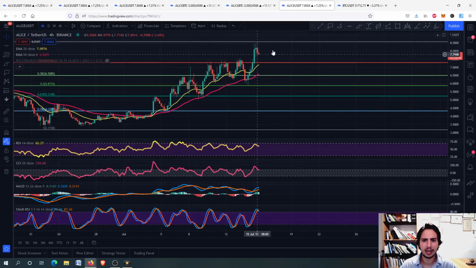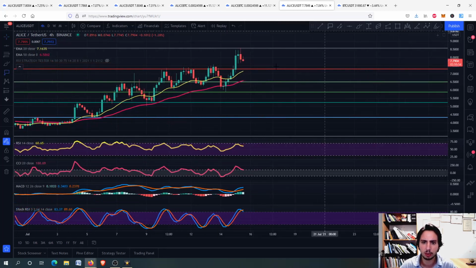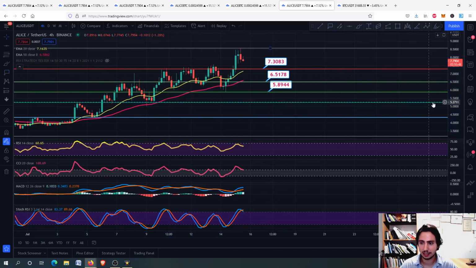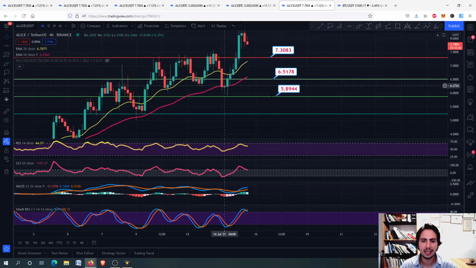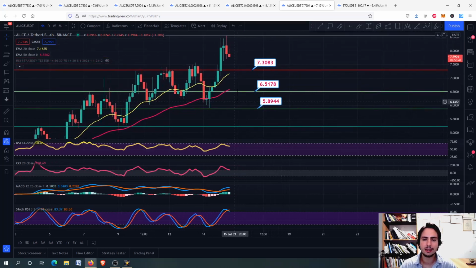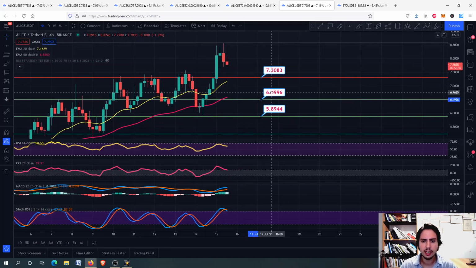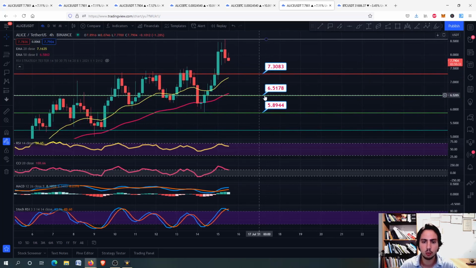I will go now to the price analysis, and you can see that the first support levels for Alice are 7.30, 6.51, and 5.89. If we lose the 5.89 or we go there, probably this impulsive wave for Alice is over. Okay, but we have some certain support levels to look for. If we go to 6.51, it's all okay. We don't have to worry.